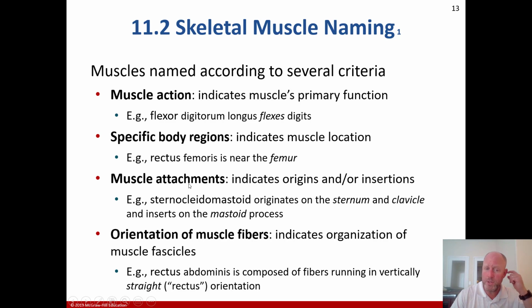Then we have muscle attachments, which indicate origins and/or insertions, like the sternocleidomastoid, which originates on the sternum and the clavicle and inserts on the mastoid process. So it has its attachments within its name. And the orientation of muscle fibers, whereby a muscle's name indicates the organization of the muscle fascicles, like the rectus abdominis, which is composed of fibers running vertically, straight, in a rectus orientation.